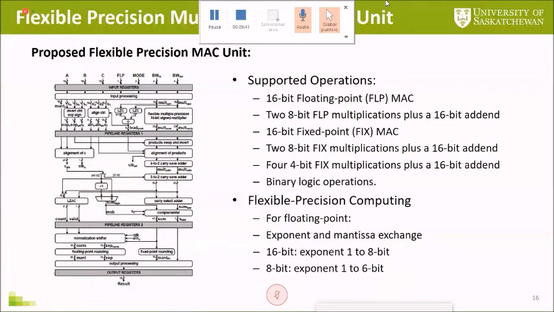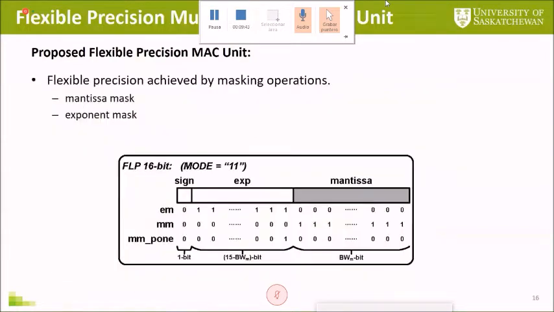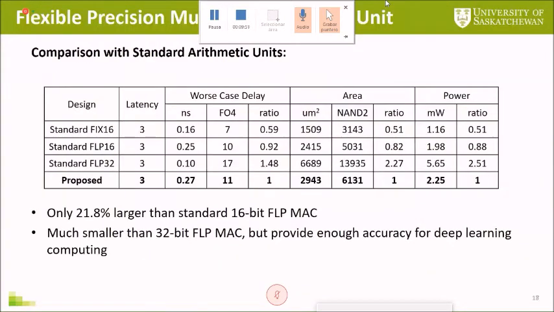So this is how we implement the flexible precision unit using masking. And this one shows the comparison with the standard arithmetic units. So as you can see, this one shows a lot less area than floating point 32-bit, and also a lot lower power consumption.